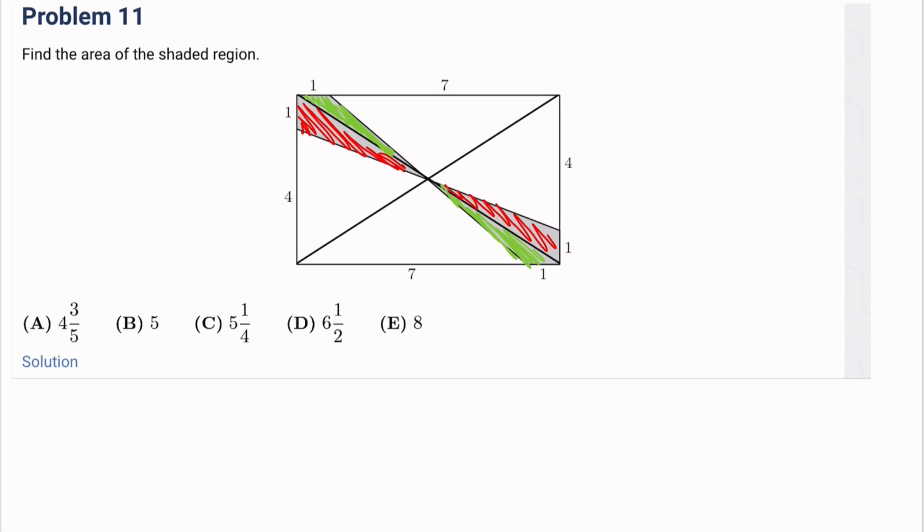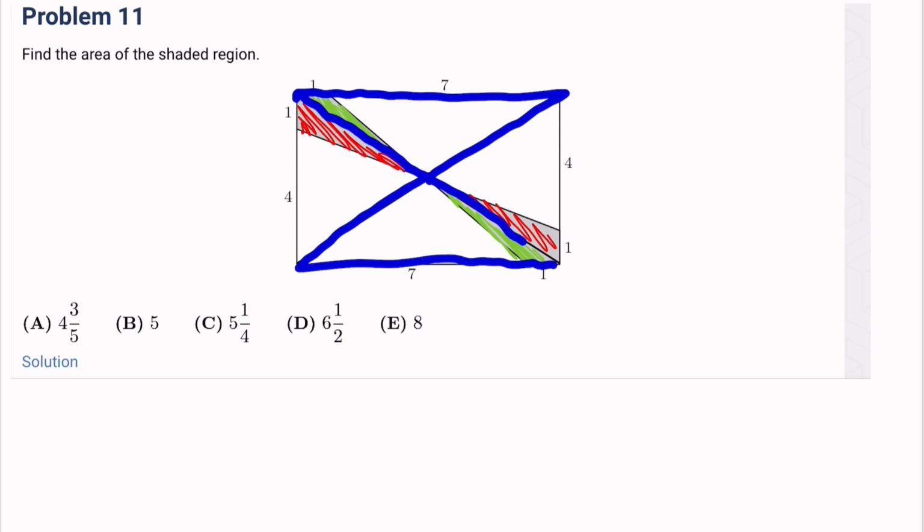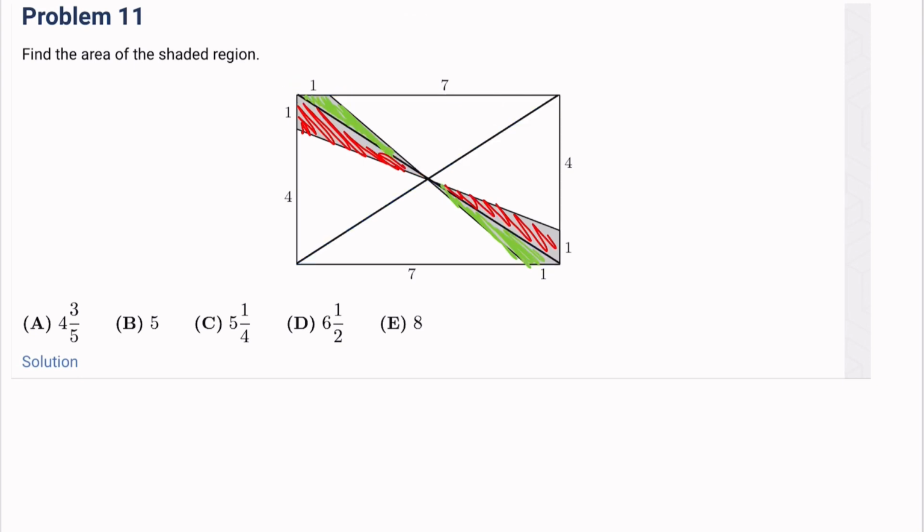And so for the green area, we can see that this triangle plus this triangle, they sum to half of the total area, right? And this is 1/8 of that, so it's 1/8 of half the total area. So green would be equal to 1/8 times half of the total area.